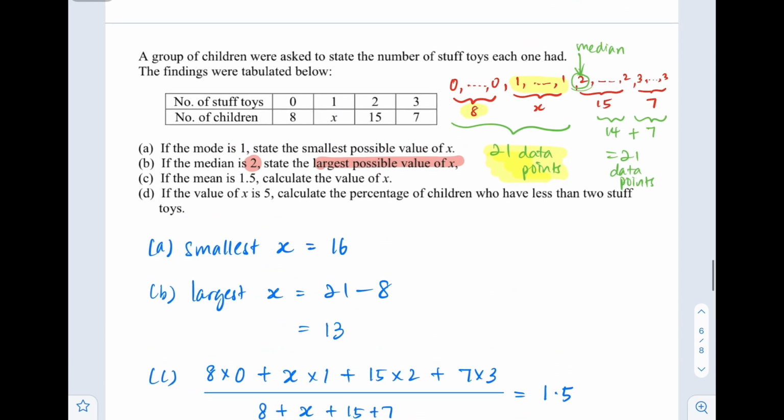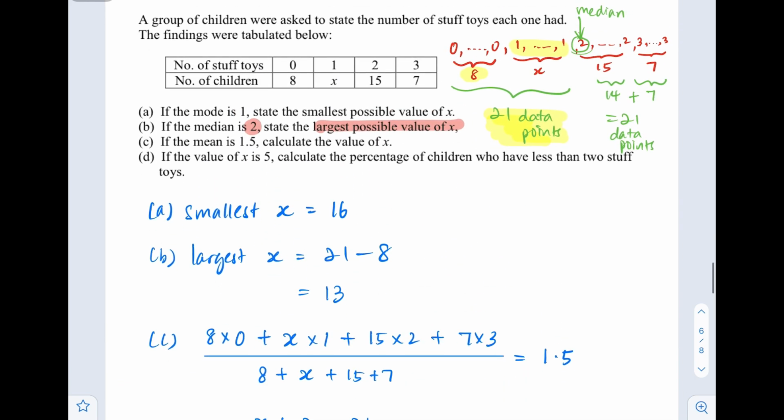Now we go on to do question D. Question D says if the value of x is 5. So now question D tells you that x is equal to 5. We need to calculate the percentage of children. So this question is asking you for the percentage of children who have less than 2 stuffed toys. So the students that have less than 2 stuffed toys would be here, right? 8 plus x, but x is equal to 5.